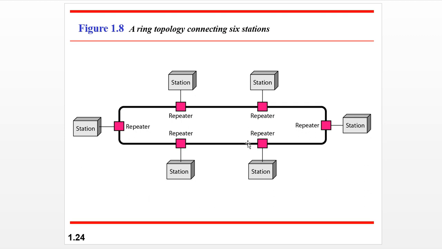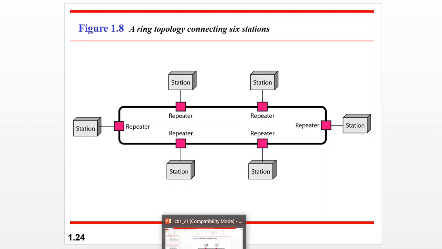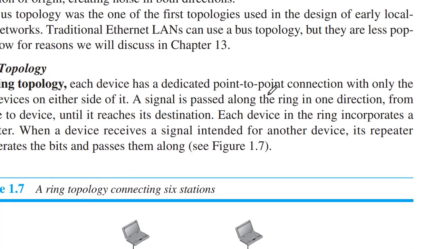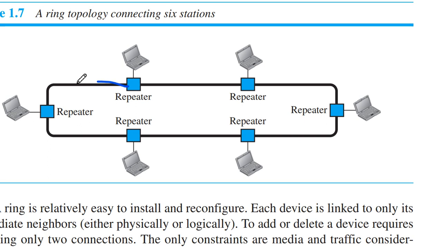Here again it seems like a multi-point, but we are also calling this a point-to-point link, because every node is connected to the nodes on either side like a point-to-point connection. Each device has a dedicated point-to-point connection with only the two devices on either side of it. It means that from this device to this device there is a dedicated point-to-point connection, and from this device to this device as well. If you take the entire ring, that becomes a multi-point again.